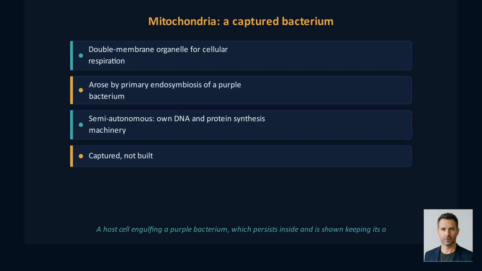The strongest clue is that mitochondria are semi-autonomous. They still carry their own DNA and their own protein synthesis machinery, a private genome and ribosomes that no other organelle in the cell possesses. That is exactly what you would expect from a former bacterium that never fully gave up its independence. The cell did not build its power plant, it captured one.